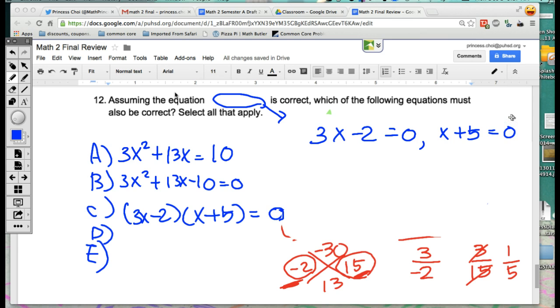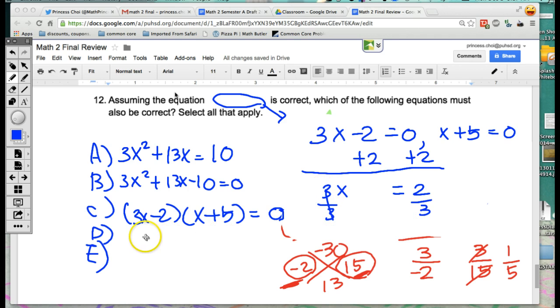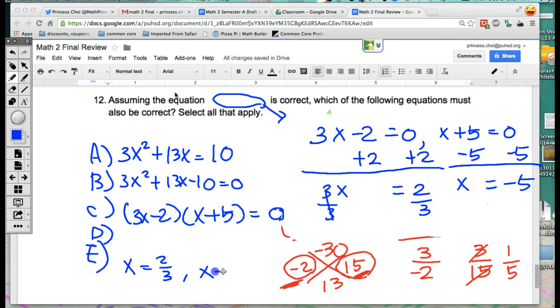Right? We got to leave the x by itself, so what do we have to do first? We gotta go ahead and add 2 to both sides. Yes, good job. By the way, if you don't know how to do this step, we have a big problem, right? So 3x is equal to 2. And then we're going to divide both sides by 3. So x is equal to 2 over 3. And then over here, I need to subtract 5 from both sides. So x is going to equal negative 5.